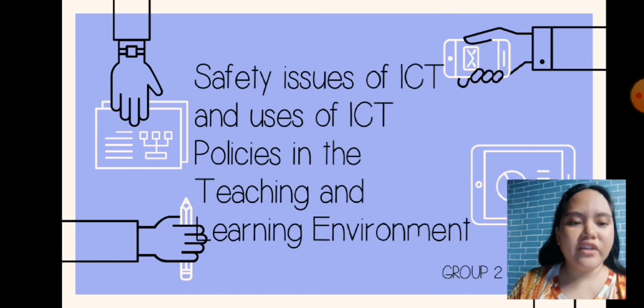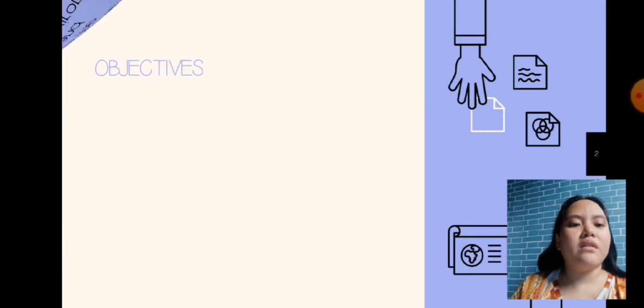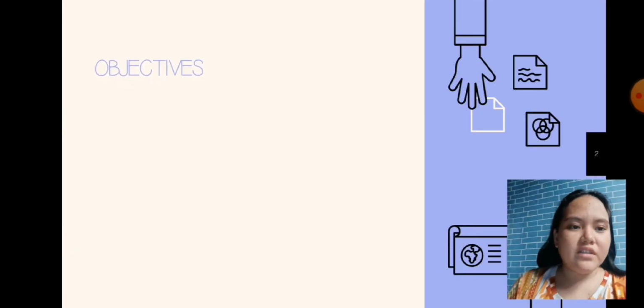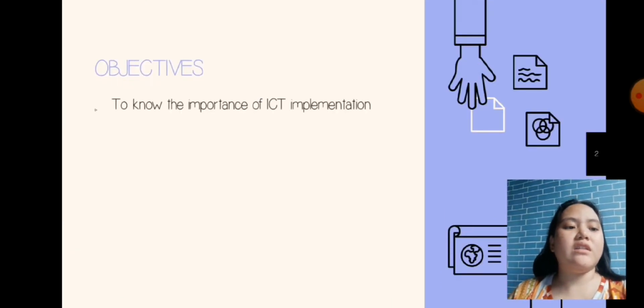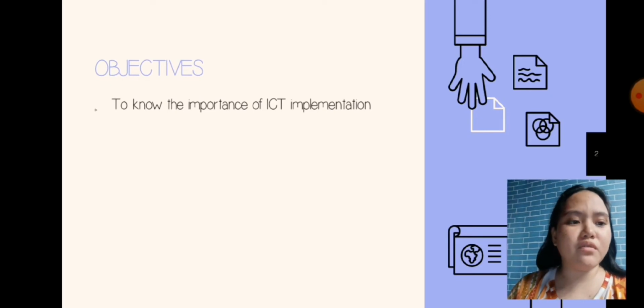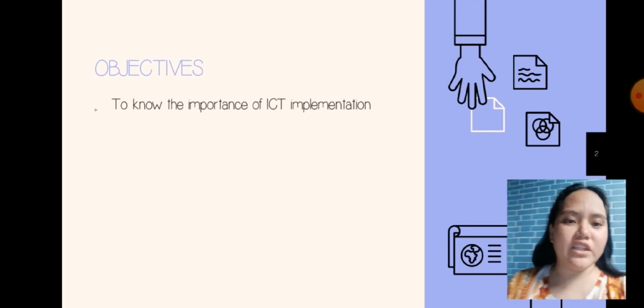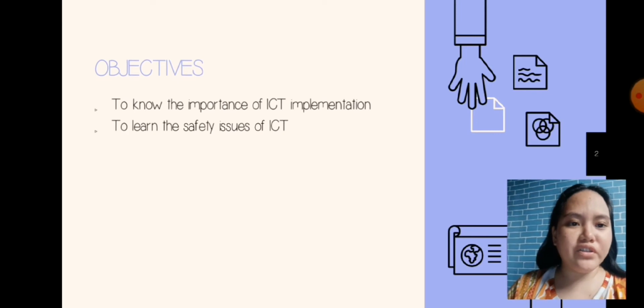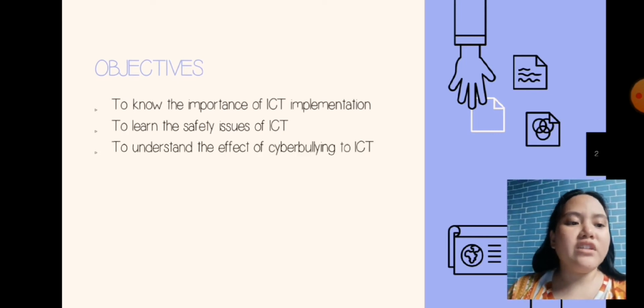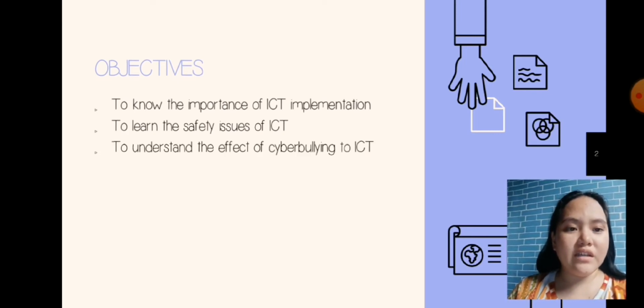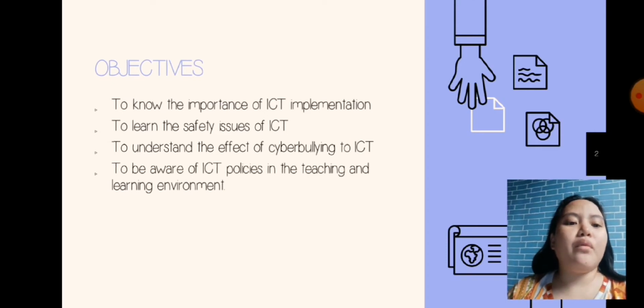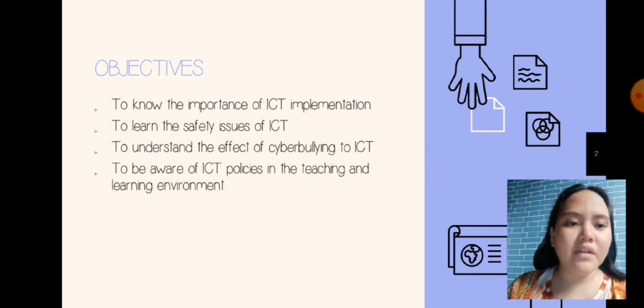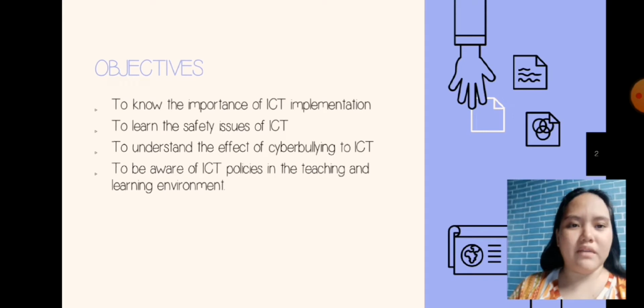So, the objectives for this discussion are that the students are expected to know the importance of ICT implementation, to learn the safety issues of ICT, to understand the effect of cyberbullying to ICT, and to be aware of ICT policies in the teaching and learning environment.